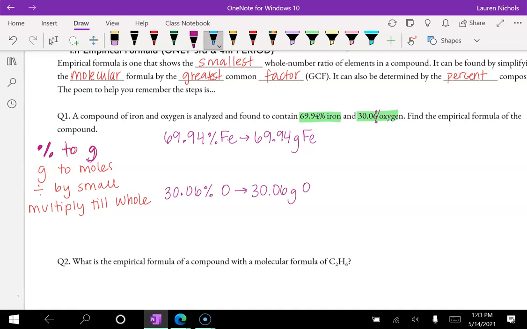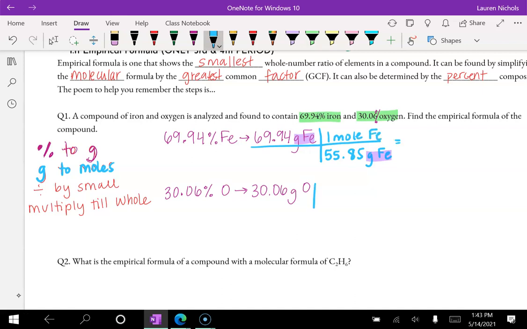Now, the second step says grams to moles. I'm going to make this blue. What this means is you change from grams into moles of that element using your mass on the periodic table and a little T-chart. If you look at iron on the periodic table, it has a molar mass of 55.85 grams. We're going to be dividing by that because we know that if I have grams here, grams have to be at the bottom. And so that is equal to 1 mole of iron.